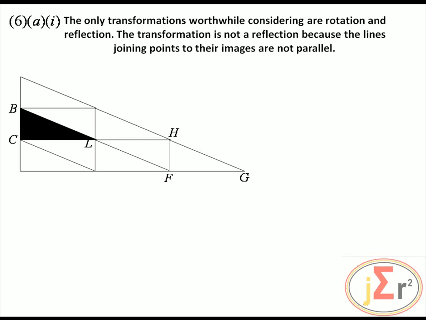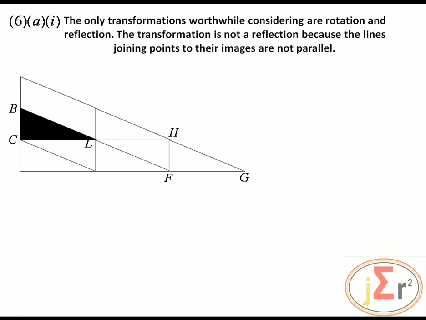We are sure that it is not translation because we realize that it is not looking exactly the same as we have it before. In a translation, it will look exactly as we have it before, only that it will be at another location. So we know that it is not a translation. So we are going to consider a rotation or reflection. Of course, if it is a reflection, we should be able to identify some mirror line.